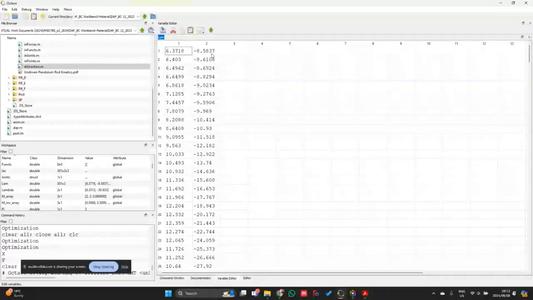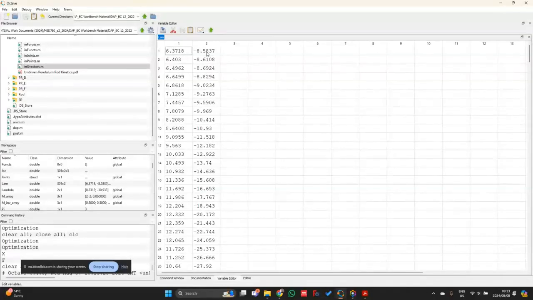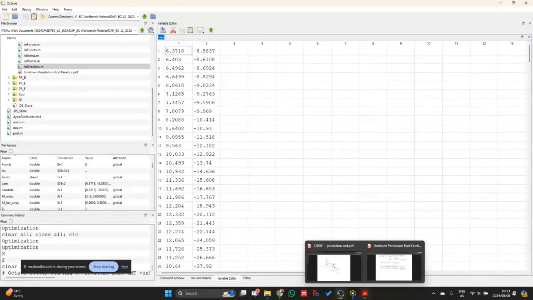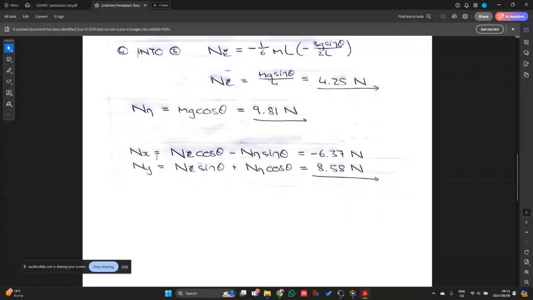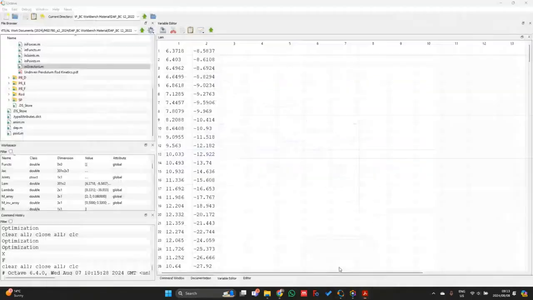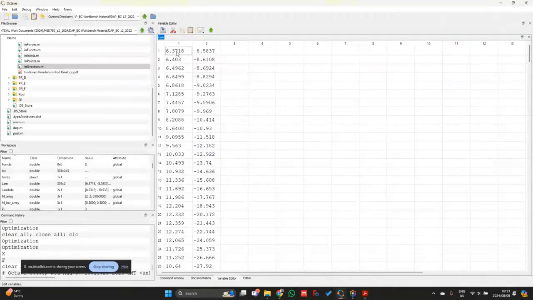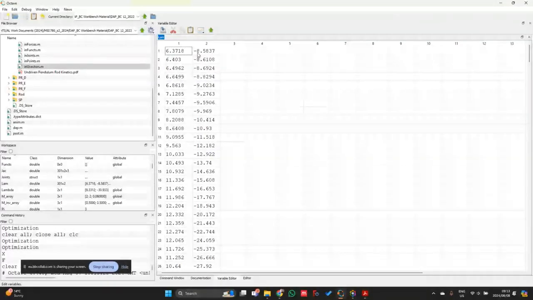So another thing that I can then go and check out is at the very first time step that I have over here. This is where it's initialized. And I did some calculations to check what these forces will be initially. So just to do a quick sanity check, we can go back and we see that Nx was originally -6.37 and Ny was 8.58 newtons. If I go back over here, I can see that now it's 6.37 newtons and -8.58 newtons.